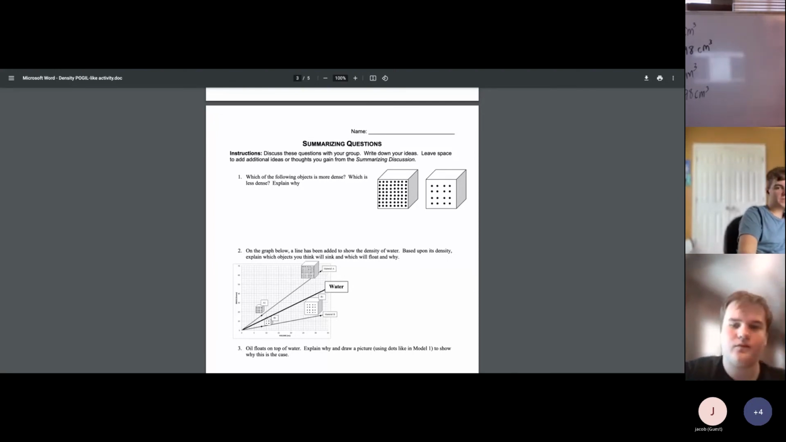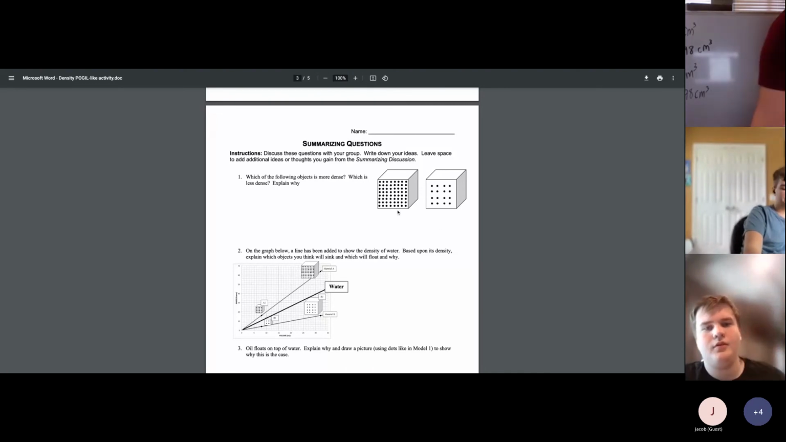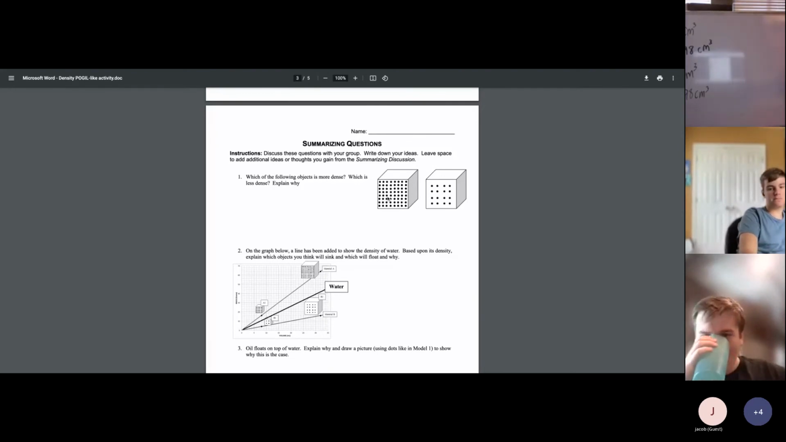There's more objects in it. Yeah, there's more stuff in it, right? And if we remember, each of these dots represents 1 unit of mass. So this has more stuff crammed in the same amount of space, right? So it's more dense.